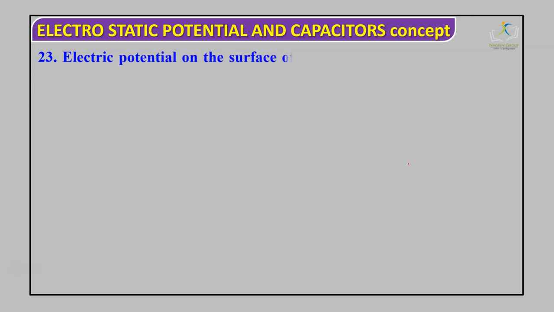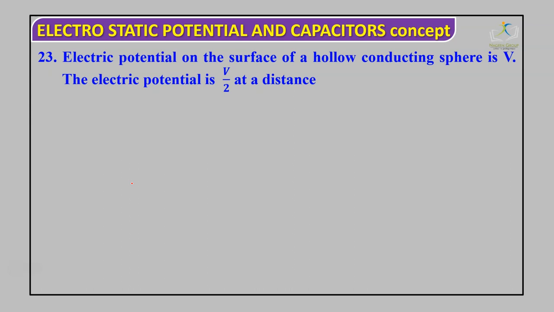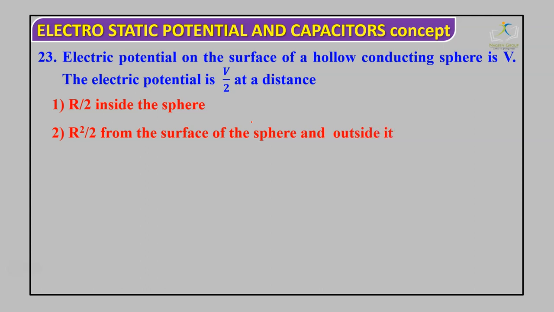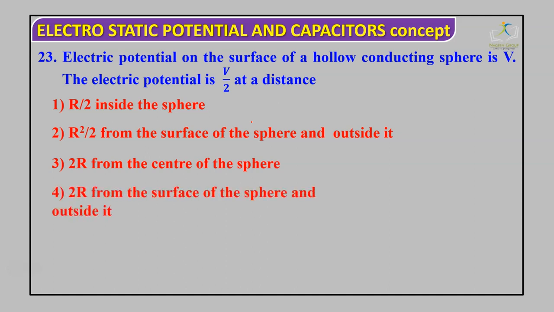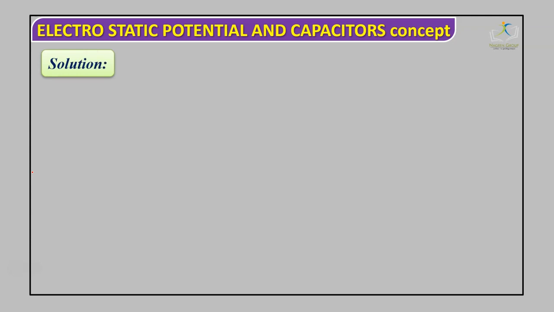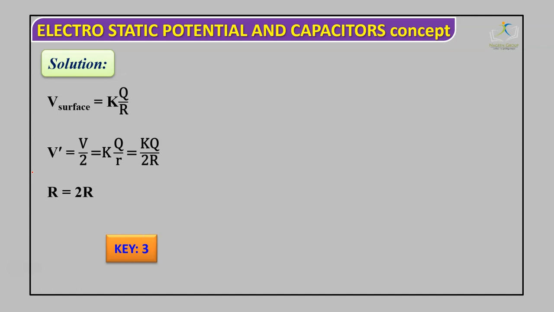Next question we have: electric potential on the surface of a hollow conducting sphere is V. The electric potential is V by 2 at a distance R by 2 inside the sphere, R square by 2 from the surface of the sphere, 2R from the center of the sphere, outside it. So the correct option is option 3rd. Let us see the solution of this part. So we know that V surface is KQ by R. Now V prime is V by 2. So KQ by R. If I put all these values, we will get R prime equal to 2R. According to this, the correct option is 3.